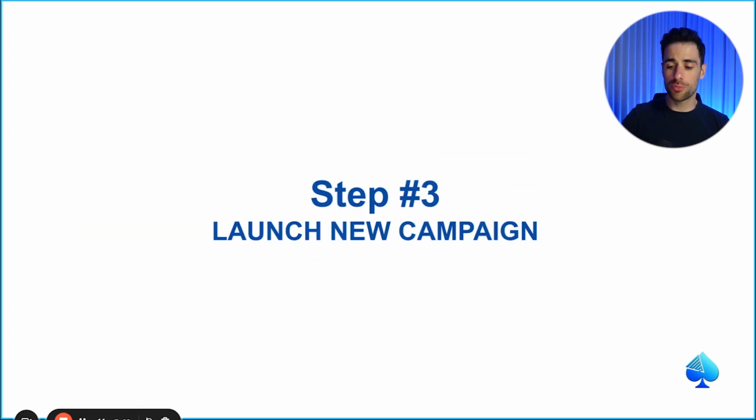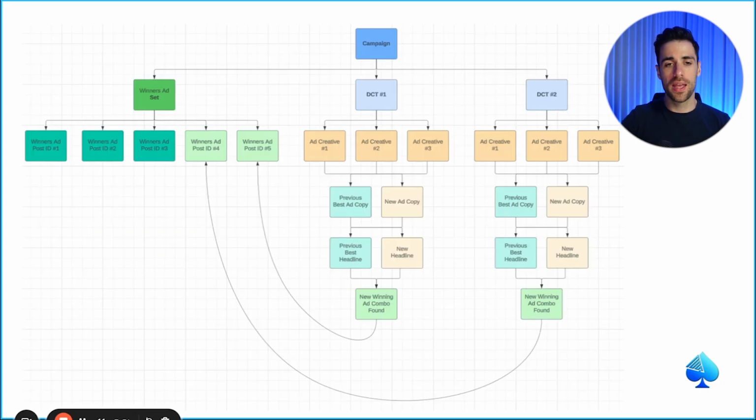Step number 3 is going to be launching a new campaign. And this is the campaign structure you're going to use. It's going to be one CBO campaign. You're going to have a winners ad set where you're going to put post IDs of your top ads. And then you're going to have 2 dynamic creative ad sets, testing creatives, and they're always going to be running. Every time you have a new one, you're going to start another one and keep those tests continuously going.